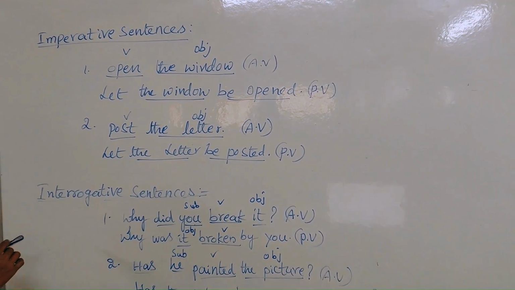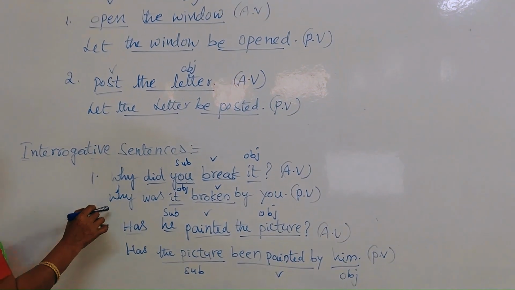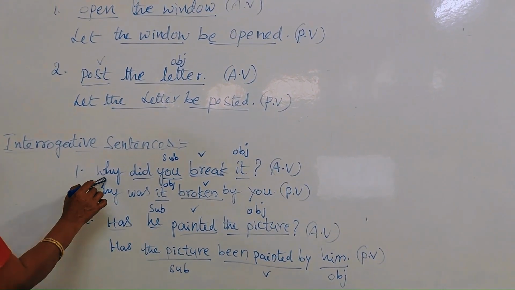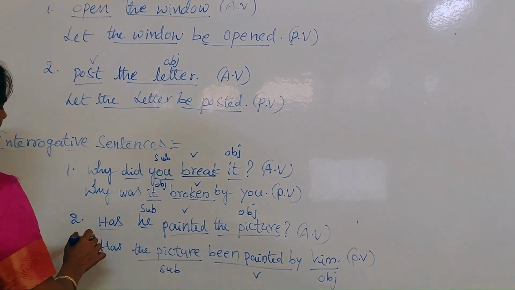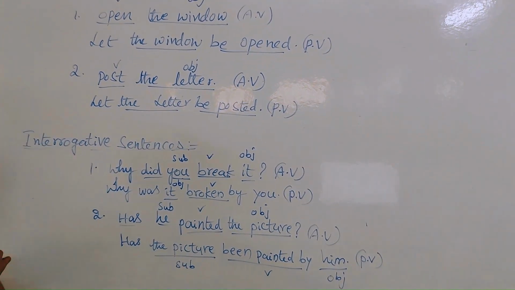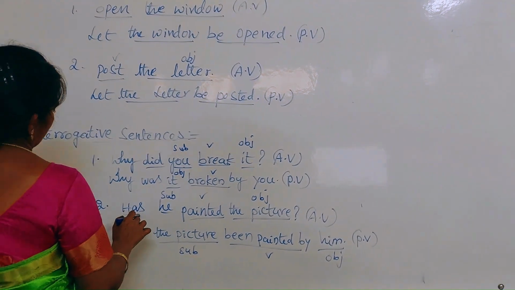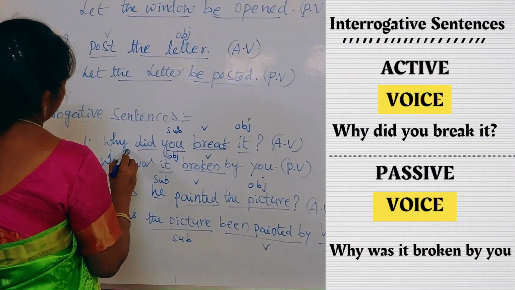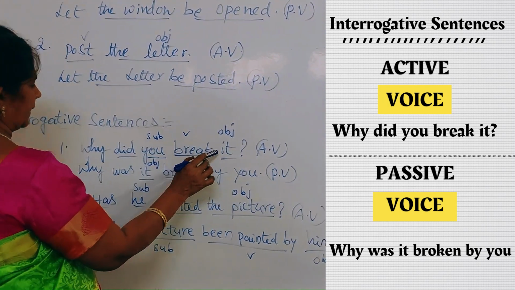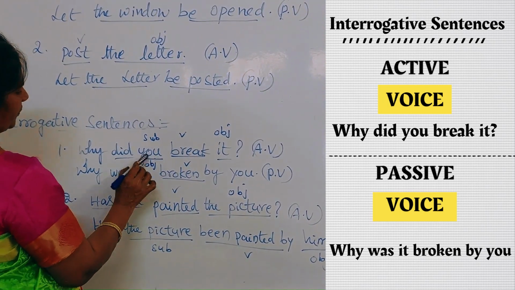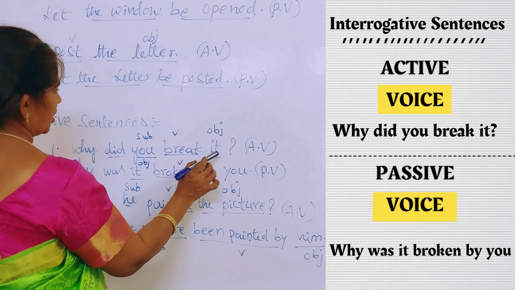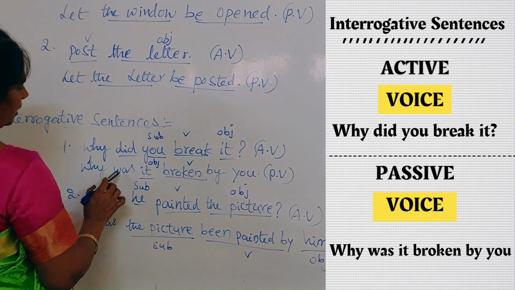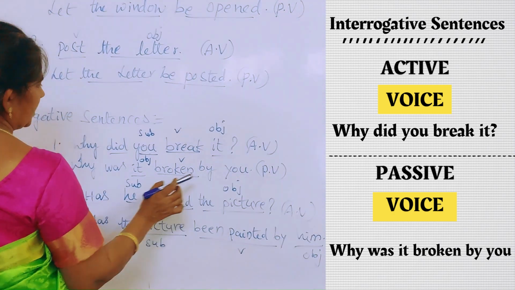Next, coming to interrogative sentences again. Here in interrogative sentences there are two types. Number one, those that begin with WH words, and number two, those that begin with verbs, helping verbs and do forms and have forms. First one is that begins with WH word. Why did you break it? So here you is subject and did break is verb in past tense and it is object. So if we change this sentence into passive voice, why was it broken by you is passive voice.